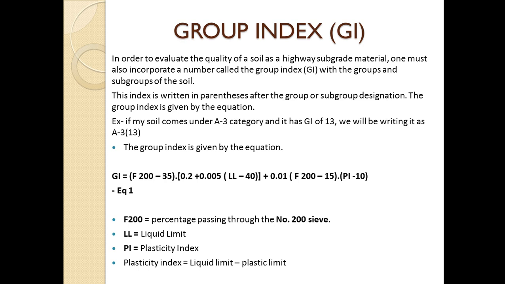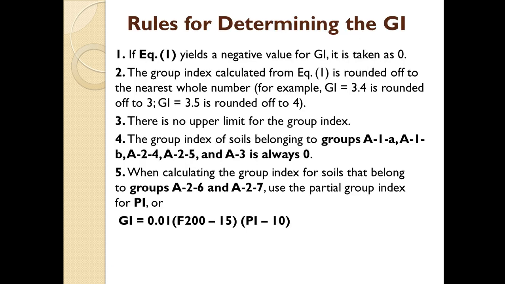We can calculate the group index by using this equation. Here F200 stands for the percentage passing through sieve number 200, LL represents liquid limit, and PI represents plasticity index, which, as we have already discussed, is given by liquid limit minus plastic limit. Then the other important thing is the rules for determining the group index.